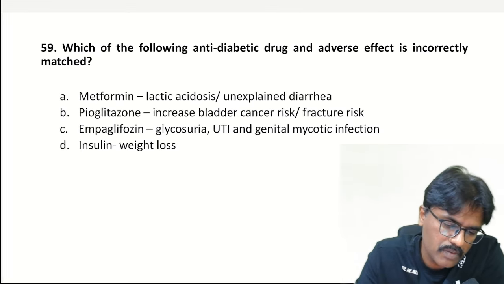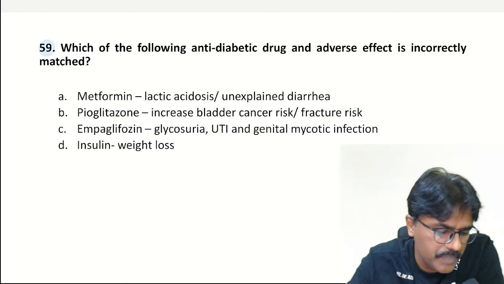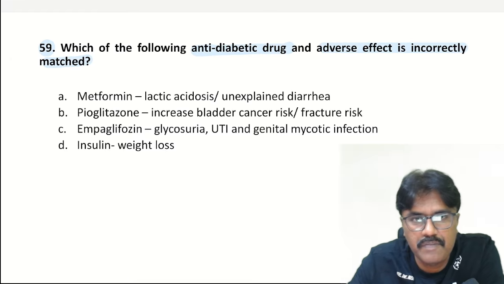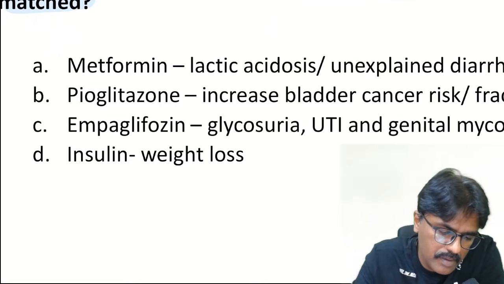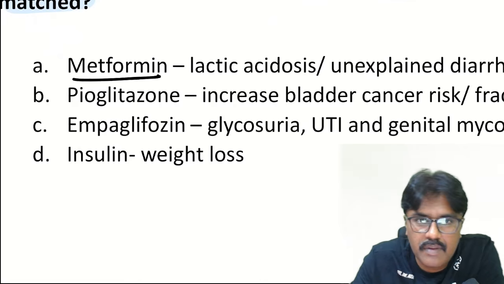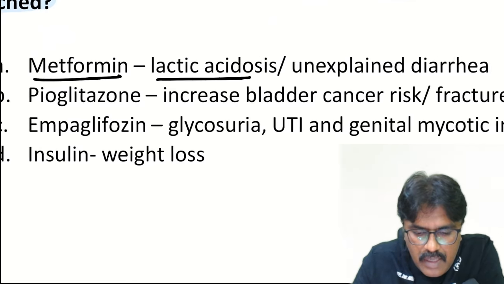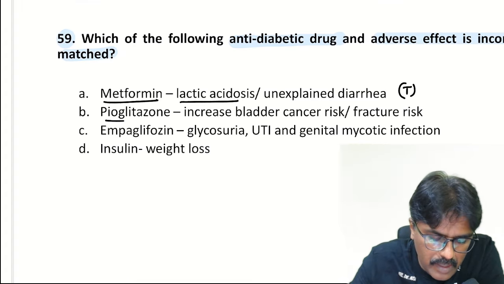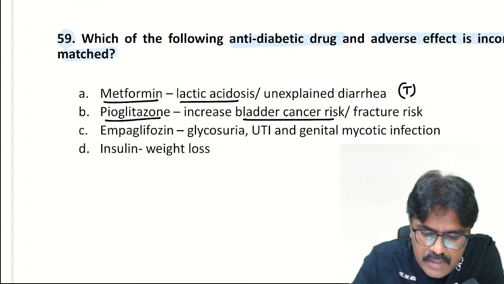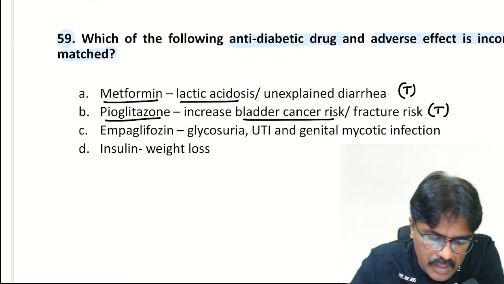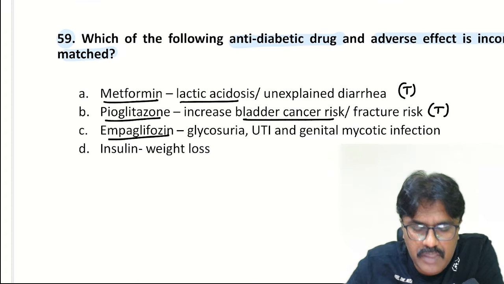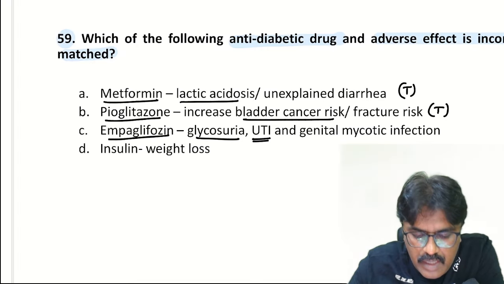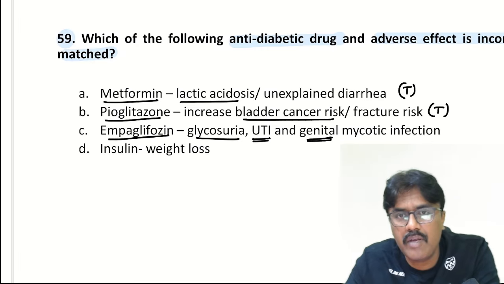Moving on to the next question, 59. Which of the following anti-diabetic drug and adverse effect is incorrectly matched? Metformin, commonly used drug, causes lactic acidosis, unexplained diarrhea. True. Pioglitazone increases the risk of bladder cancer and fracture risk. True. Gliflozins, which are SGLT2 inhibitors, cause loss of glucose, that is called glycosuria. Because of that, they can cause UTI and genital mycotic infection. True.